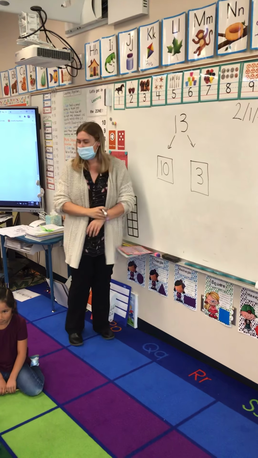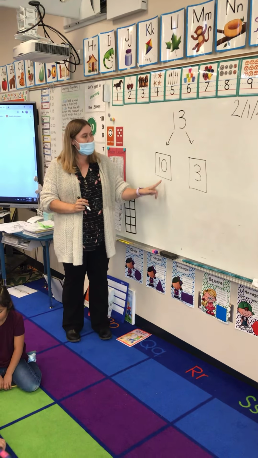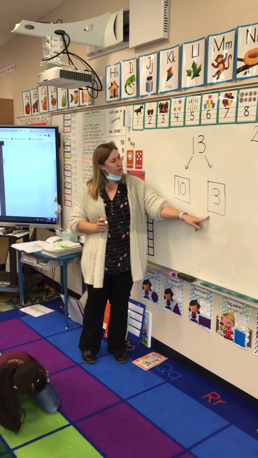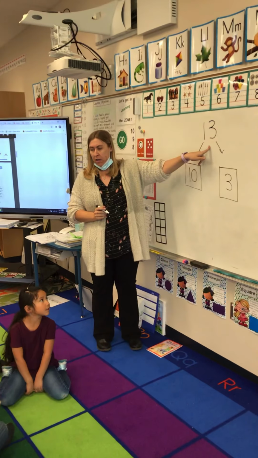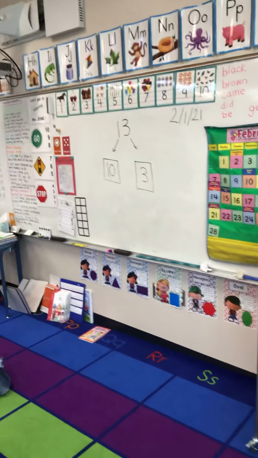So let's all say this the tens way. Let's say 10 and 3 equals 13. So let's all say it together. Ready? 10 and 3 equals 13. Okay, I'm going to add a couple and put those blocks back together.